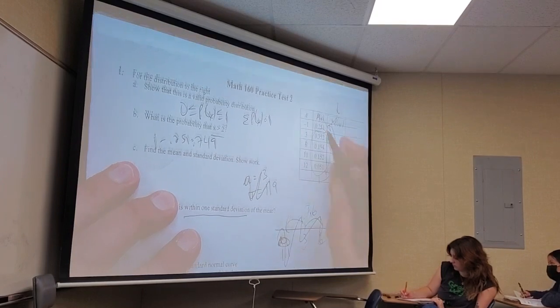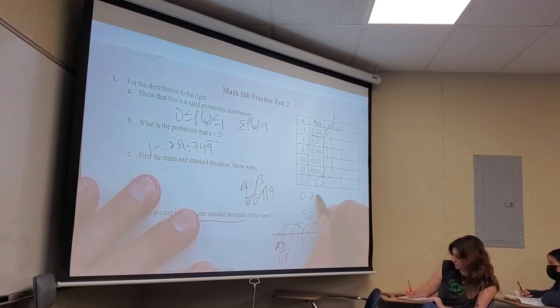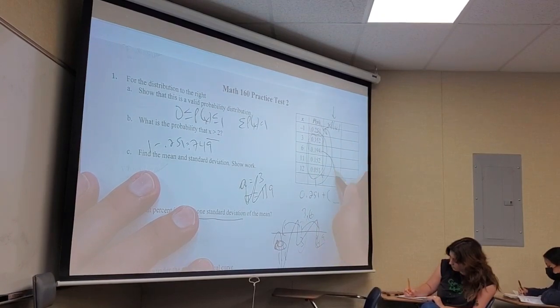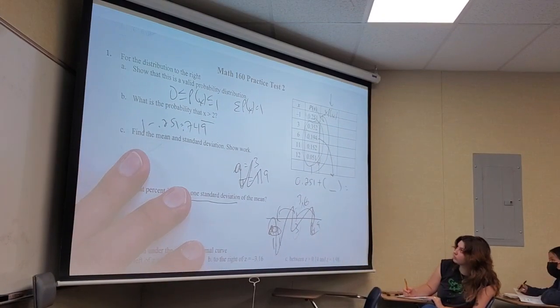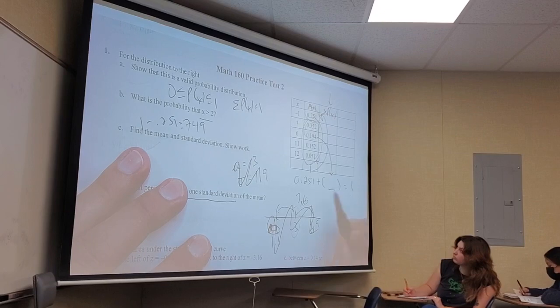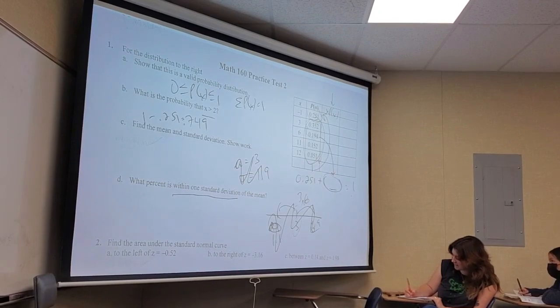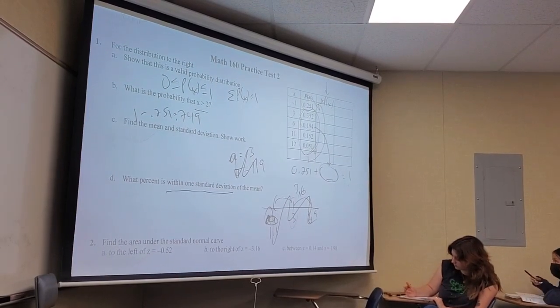By the way, what is 0.251 plus all this? What does that equal? 1. So what's 1 minus 0.251? It equals all this. That's all we're doing when we do this. What does it leave out? 1 minus that. It's just a little quicker.